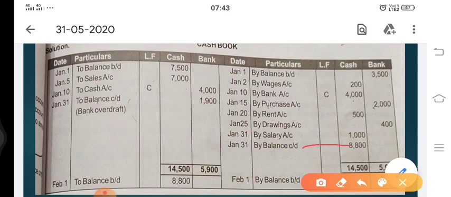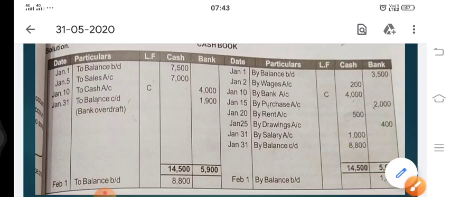That means technically at the end of the month of January, we are left with a balance of rupees 8,800 in our hands with the cash account. That means cash we have at the end of the month is 8,800. Now moving towards the closure of bank account.